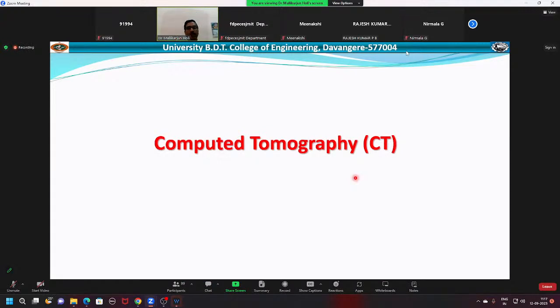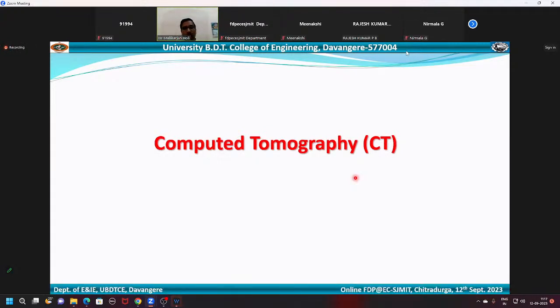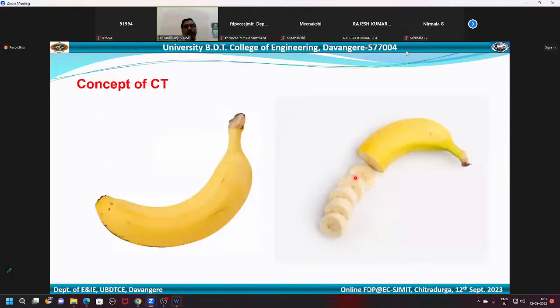Computed means using computer technology. Tomo means slice. Graphy means visualization. So slice by slice, we are going to visualize the human body information. That is what computed tomography is altogether. I am going to explain the concept of CT with this simple sketch. This is a banana, and I am going to give this banana to you to eat. Before that, I give a caution that this banana has an insect, and you need to remove that insect and eat. So what is the best method you are going to use?